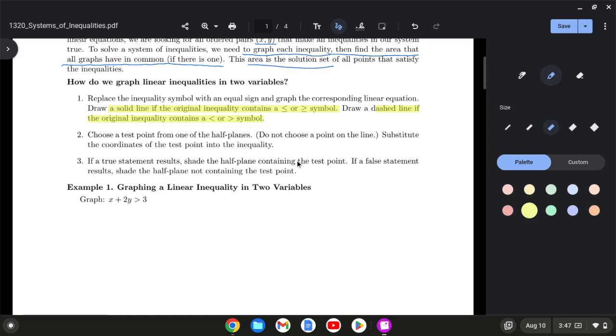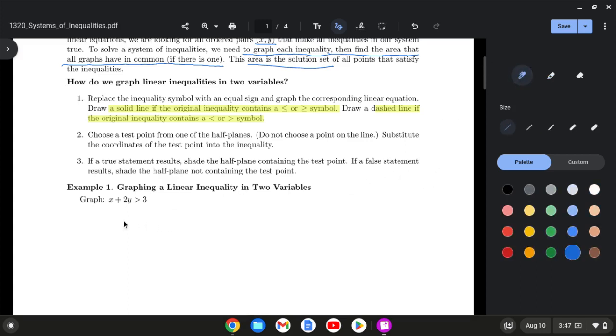Our second step is to choose a test point from one of the half planes. You'll see what I mean by this as we get into that first example. But you're going to choose a point that's not on the line you drew, and figure out whether it makes our inequality statement true. If it does make it true, then in step 3, you're going to shade the part of the coordinate plane that the point you tested lands in. If it makes it false, then you're going to shade the other part of the coordinate plane, on the other side of your line. So let's jump into an example.